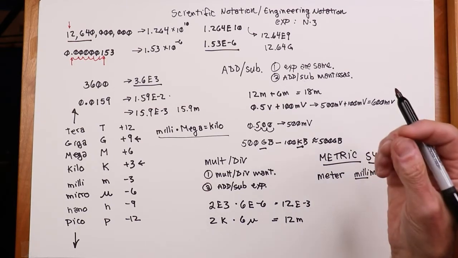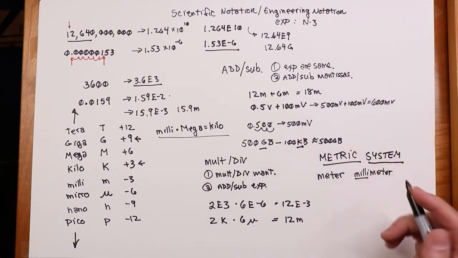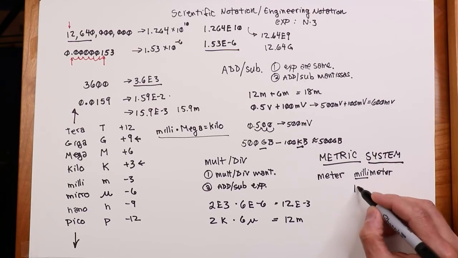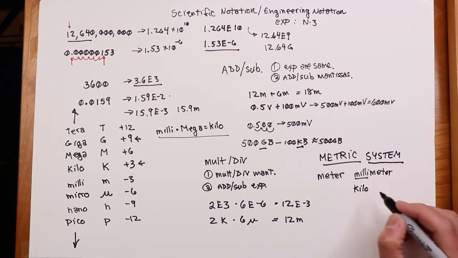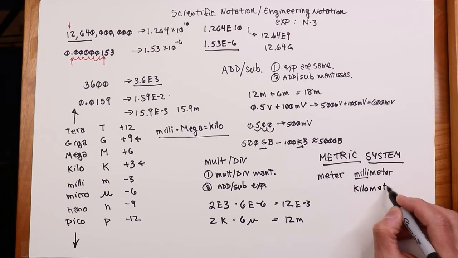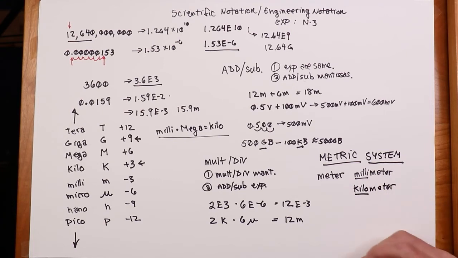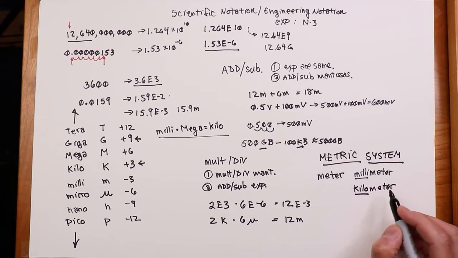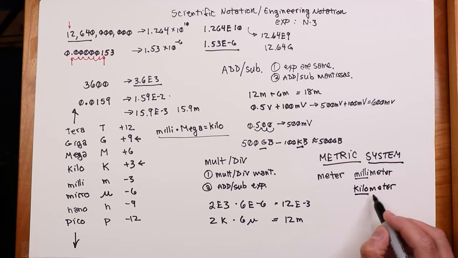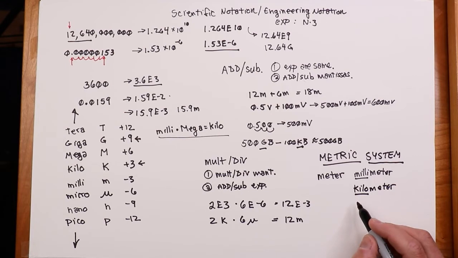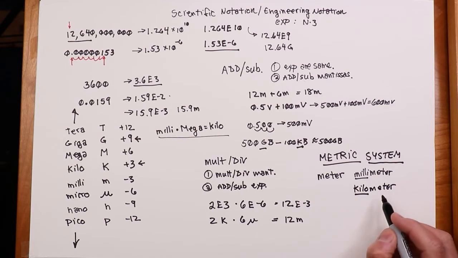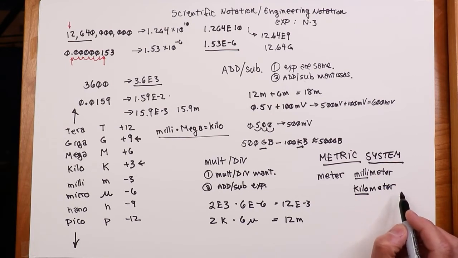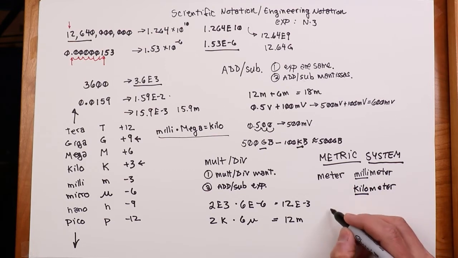On the other hand, if we were going to get something big, we could use kilo. Right, so it's 10 to the third, it's thousands of meters. This is kilometer. Don't pronounce it kilometer. Lots of people pronounce it kilometer. It's a kilometer.